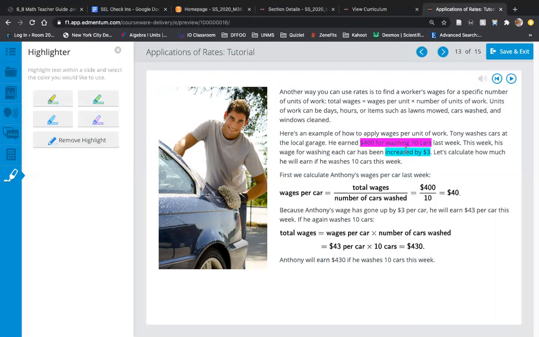Another way that I've seen a question like this asked is they would say, how much more money did he make the second week, right? So if you went through all this and you said, okay, so he made $430 and you put 430 as your answer, you'd be marked incorrect. Because in that case, the answer would actually be 30 because he made $30 more, right?